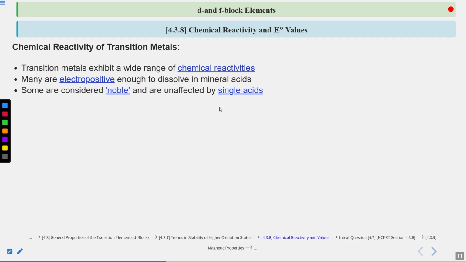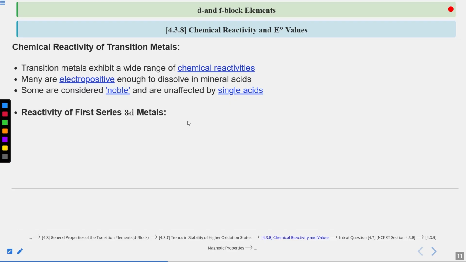Okay, so we are talking about the reactivity which is shown by the transition metals chemically. They exhibit a wide range of chemical reactivities. Many are electropositive enough to dissolve in the mineral acids, and some are also considered as noble. Noble means they attain the noble gas configuration and they are unaffected by any single acid.